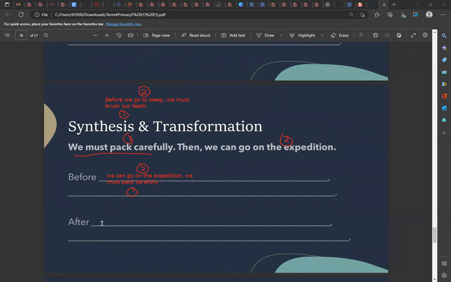After is so much easier because the answer follows the same sequence as the natural sequence in time. So for example, after we pack carefully, we can go on the expedition. It is very, very important when we do synthesis that every single detail has to be included. So students should mention the word carefully. After we pack carefully, we can go on the expedition. In this case, the word must is eliminated from our answer.